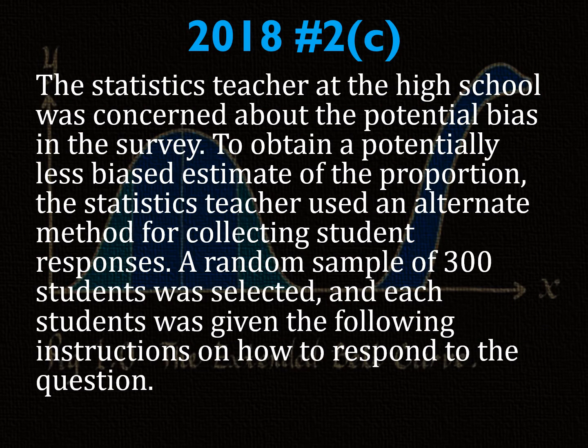C. The stats teacher at the high school was concerned about the potential bias in the survey. To obtain a potentially less biased estimate of the proportion, the stats teacher used an alternate method for collecting student responses. A random sample of 300 students was selected, and each of the students was given the following instructions how to respond to the question.